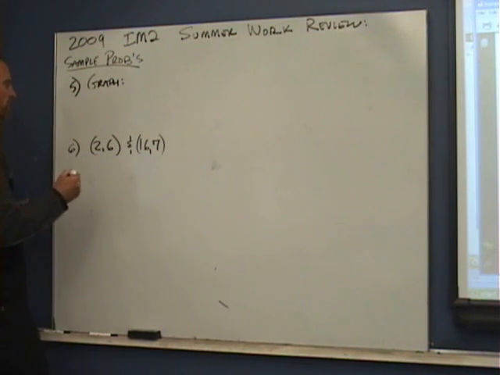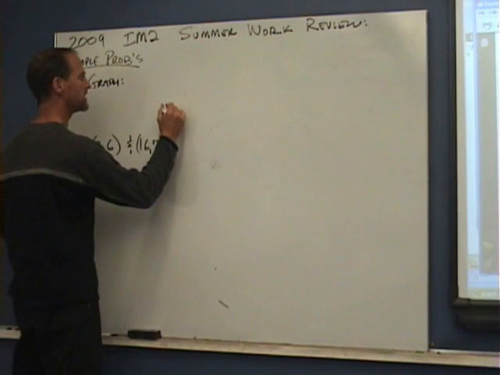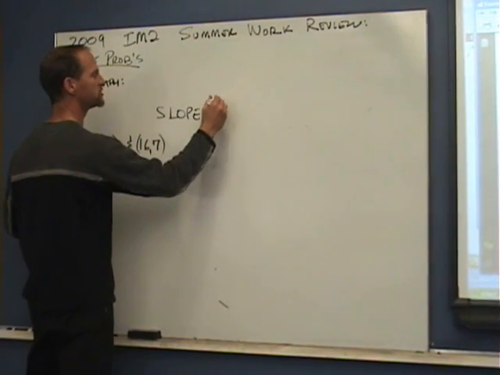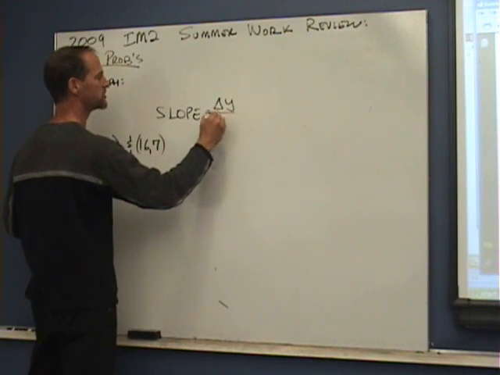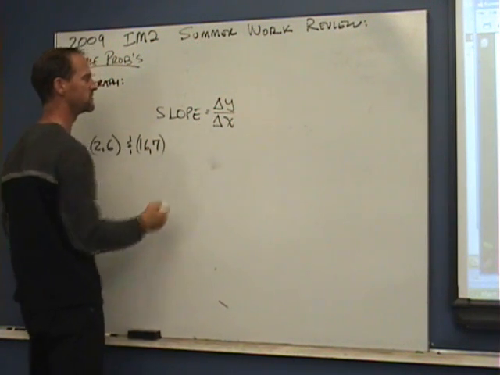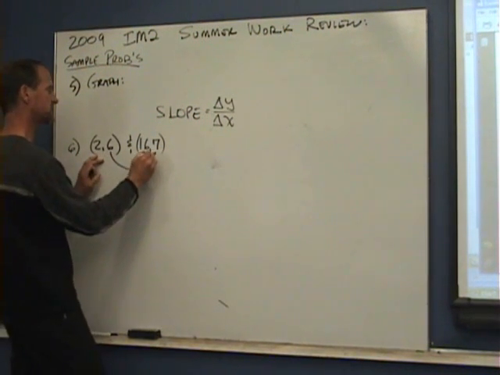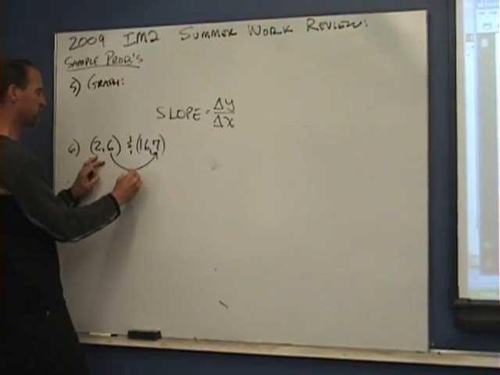I need to find the slope, and the slope is considered the rise over the run. And this is all in your review. Change in y over the change in x. Those little symbols there mean the change. Well, the change in the y goes from 6 to 7. That's only a change of +1.